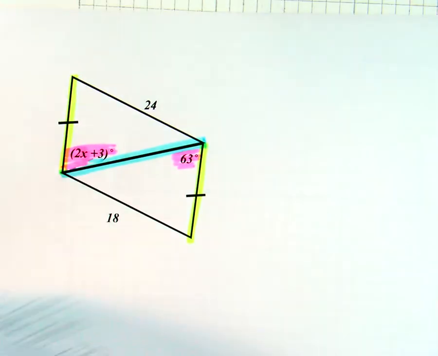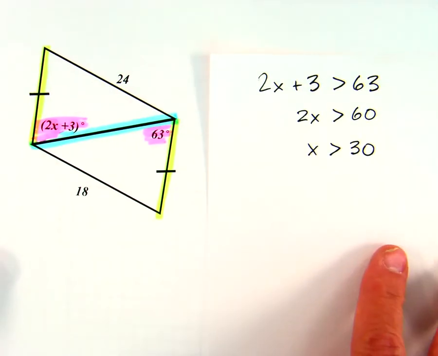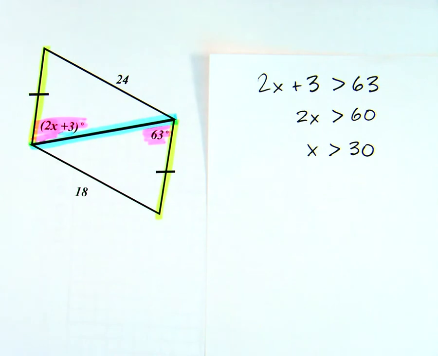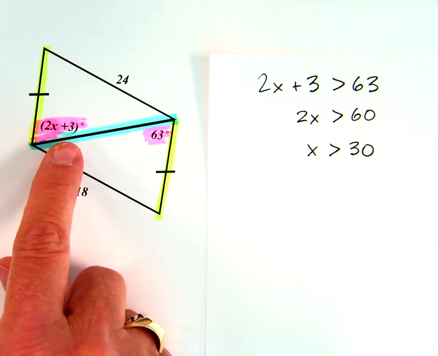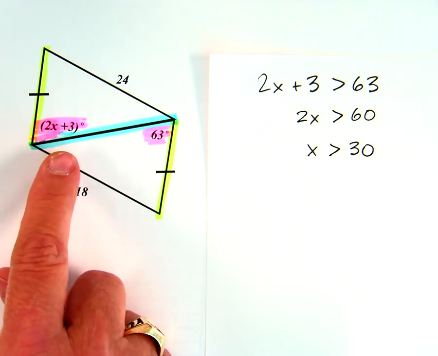We can solve this out algebraically like this. 2x plus 3 is greater than 63. Thus, x has to be greater than 30. I say, well, that sounds good. x is bigger than 30. Okay, well, what if x is 200? That's bigger than 30. So then this angle would be 200 times 2 plus 3, which is 403 degrees.